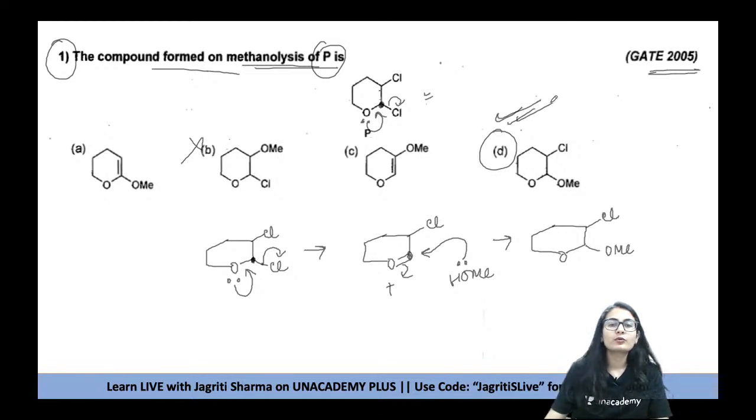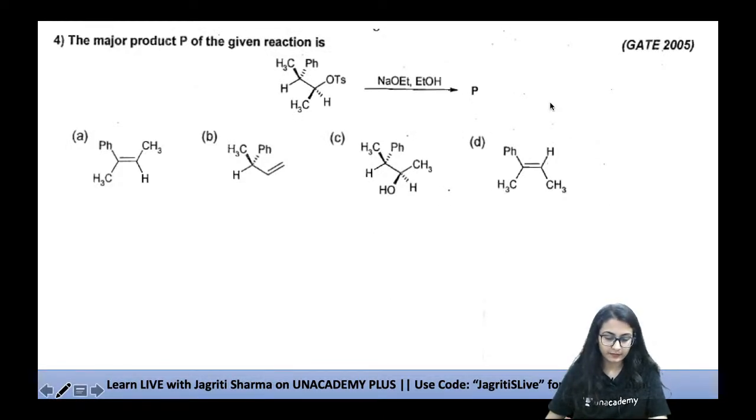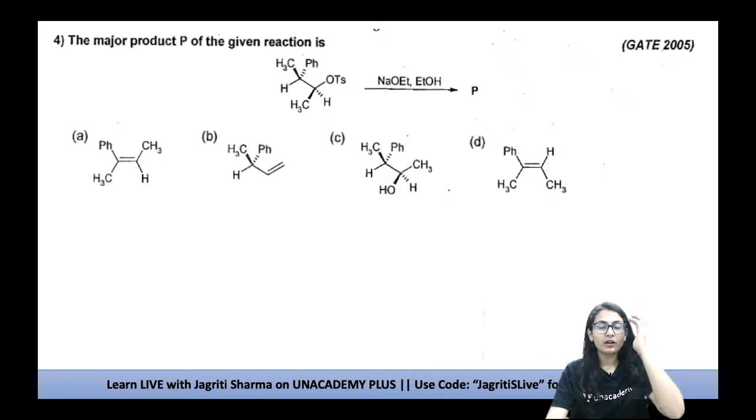We are going to move onwards to this question. The major product P of the given reaction is, again a GATE 2005 question.